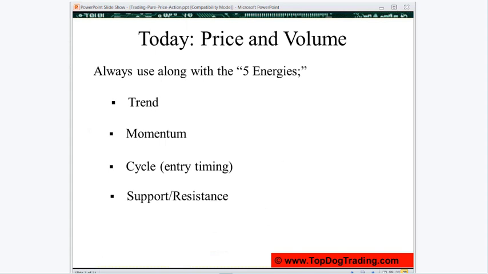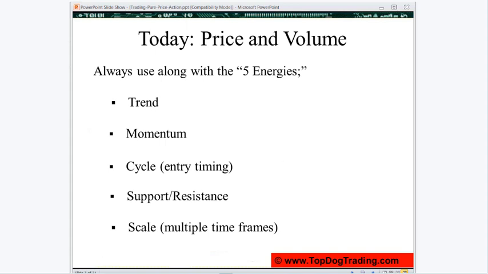Then step 4 in our trading process is support and resistance, obviously. Buy off support, short off resistance. And then the 5th and final energy that I look at is the next higher time frame. I call it the energy of scale. And again, it's literally just looking at the next higher time frame, making sure I'm trading in the direction of the next higher time frame as well.